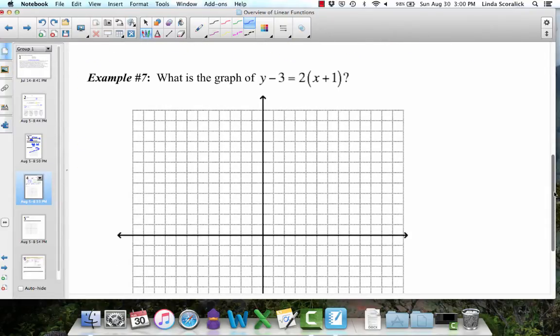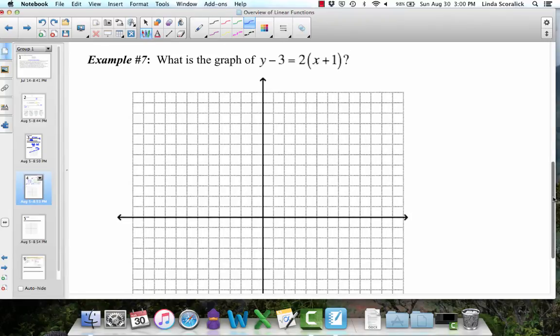In example number 7, we are asked to graph the equation y minus 3 equals 2 times x plus 1. We again have to pick out some very important information. So the first thing we want is the point that's in the equation. That's the x1 and y1 values. We have to be careful, though, to switch the signs on those coordinates. That happens because the original equation, the general form, has subtraction in it. We also need the slope, which in this case is 2.